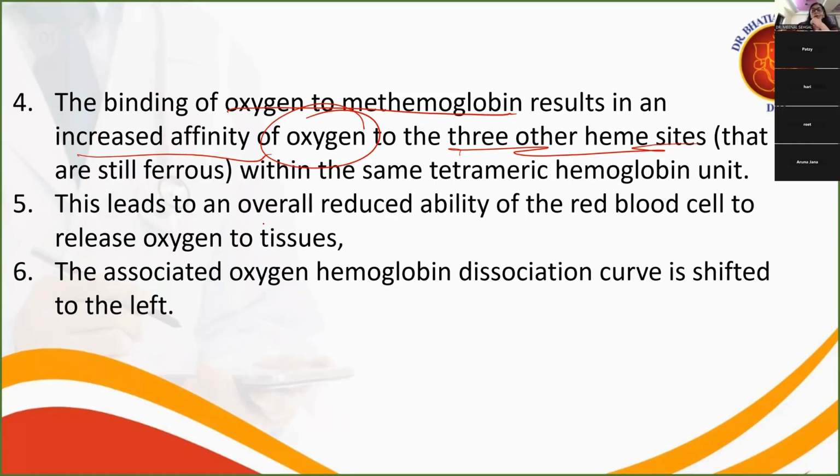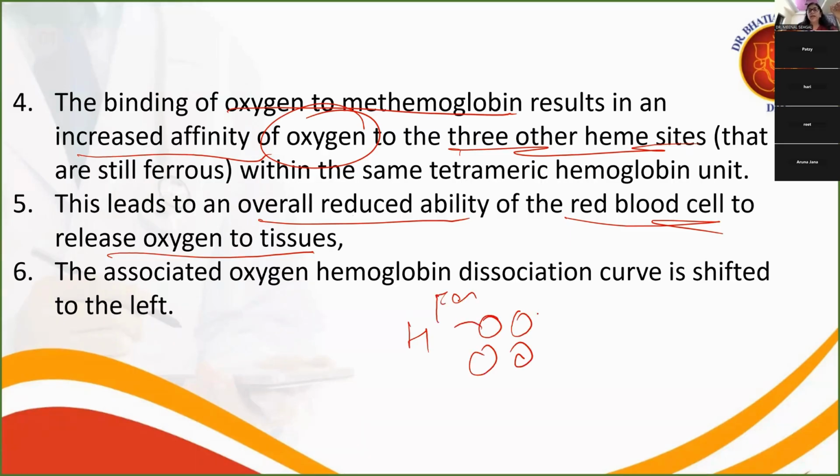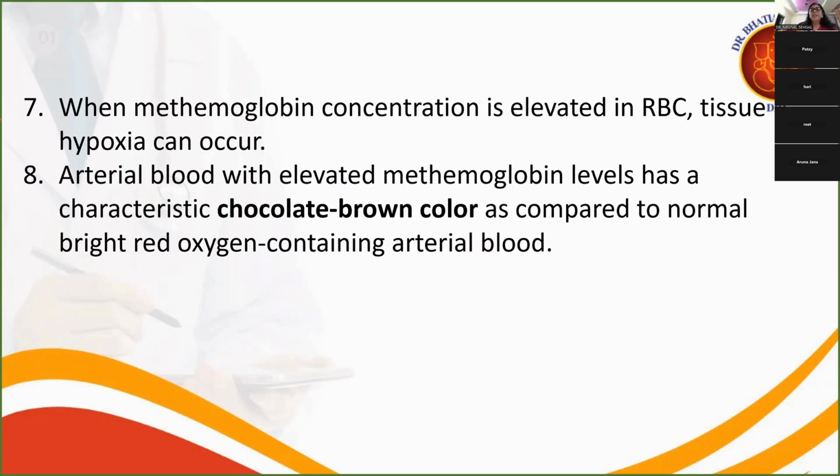So this leads to an overall reduced ability of the RBCs to release oxygen. The hemoglobin molecule is a combination of 4 heme molecules. So when one of them becomes ferric, it prevents the unbinding of oxygen from the other heme molecules also. So the associated oxygen hemoglobin dissociation curve is shifted to the left. Now, when methemoglobin concentration is elevated, that causes tissue hypoxemia.